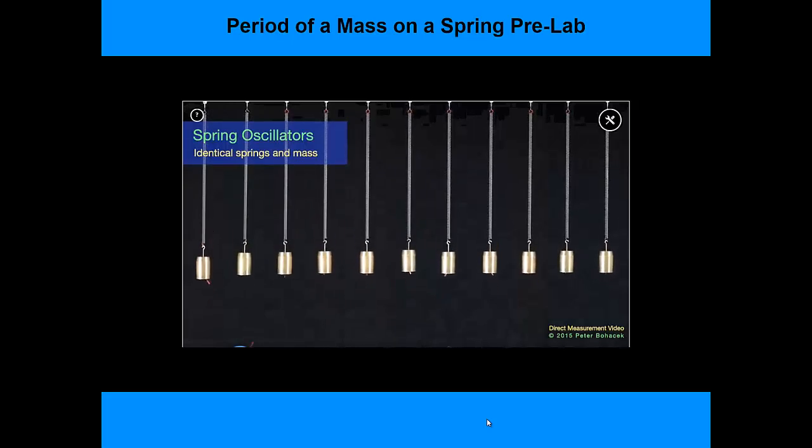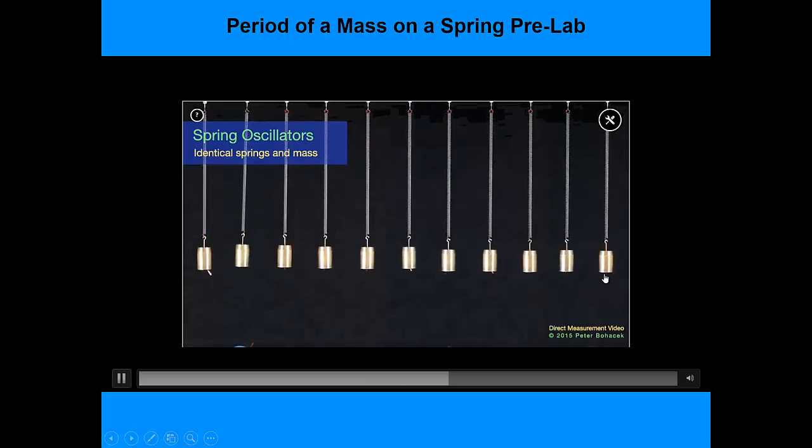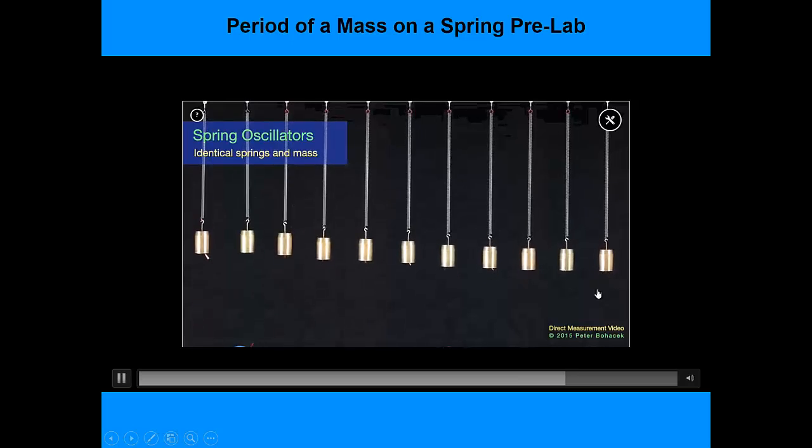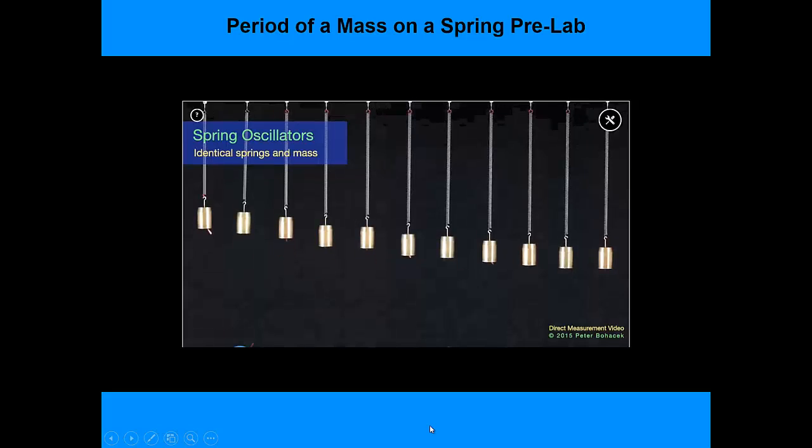Now look at the period, the time to go up and down once. And notice that it's all the same. It takes the same amount of time for this one to go up and down as it does this one over here, even though the amplitudes are very different. So that little movie is a great demonstration of the fact that amplitude doesn't affect the period of a mass on a spring.